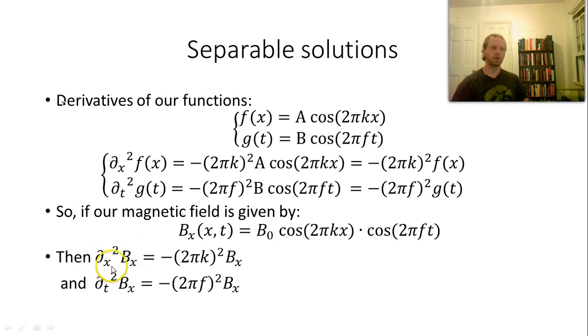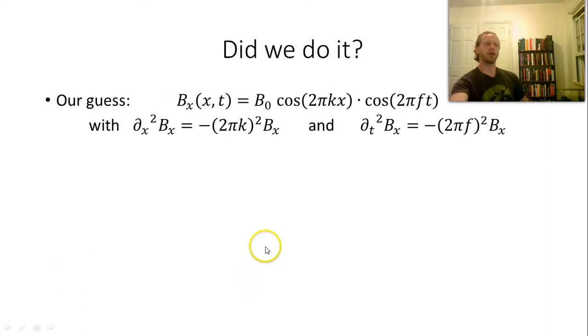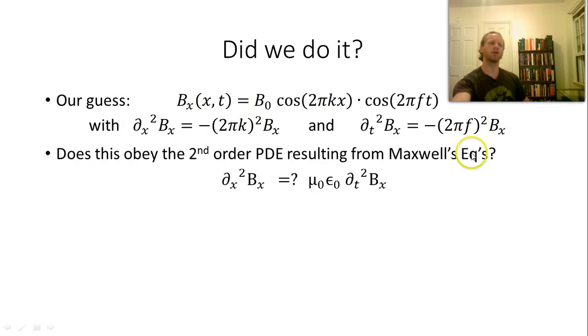Here's the second derivative with respect to x. We just get out our 2 pi k squared. The second derivative with respect to time comes only from looking at the g function right there. So when we put this all together, the way to check whether we did this, here's our original function. Here are the derivatives. Now we need to plug these into our Maxwell's equation.